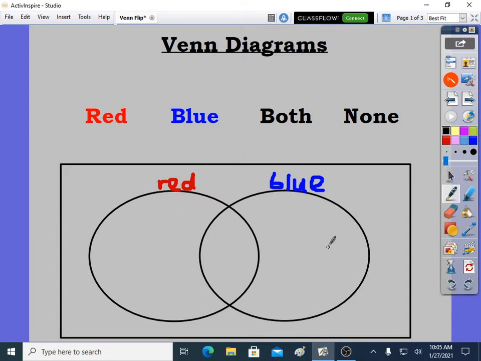So if I make up some people, I'll make up someone called Bob. He would choose blue. So you put Bob in the blue circle. Okay? I'll make up someone called Alice. She would choose red. So you put her in the red circle. There's someone called Ted, and he really likes red and blue. He likes both. So he has to go in the middle, because then he's in the red circle and the blue circle.